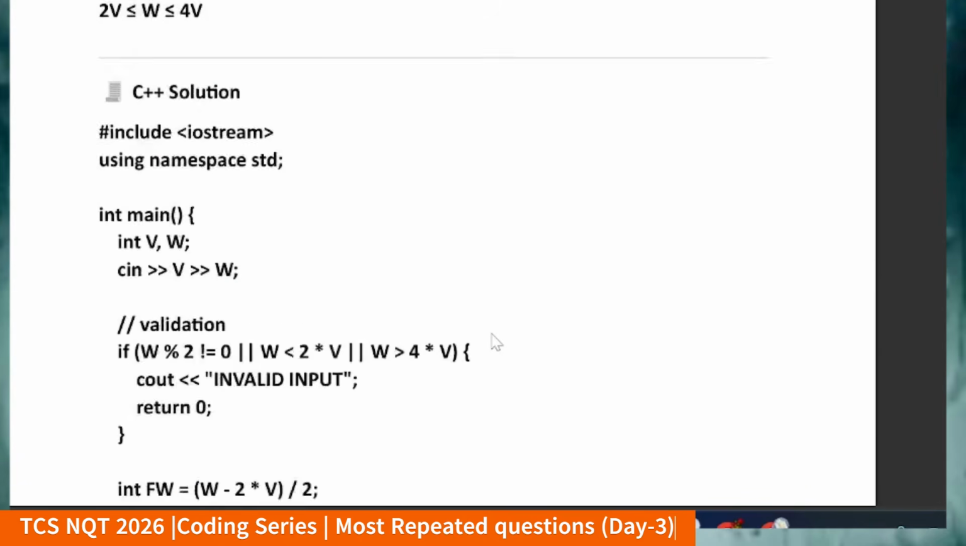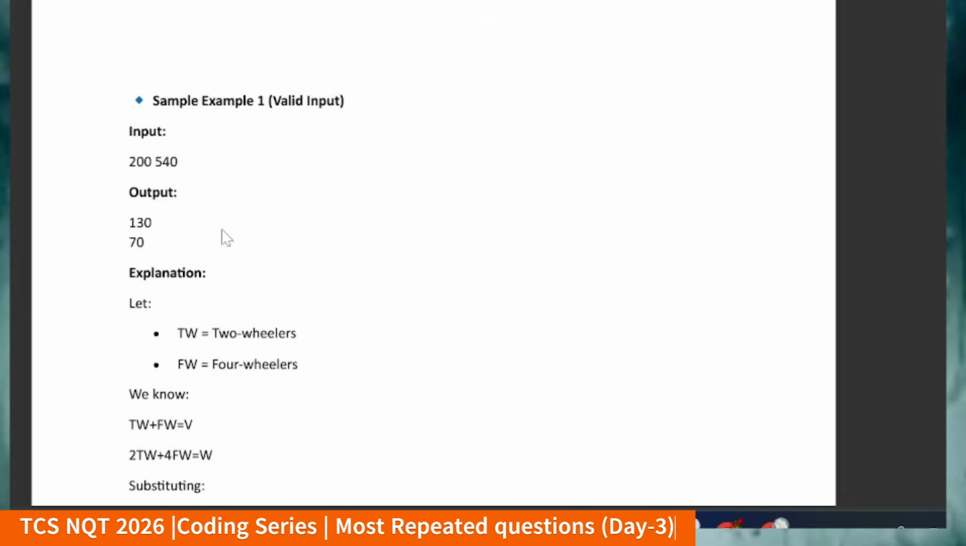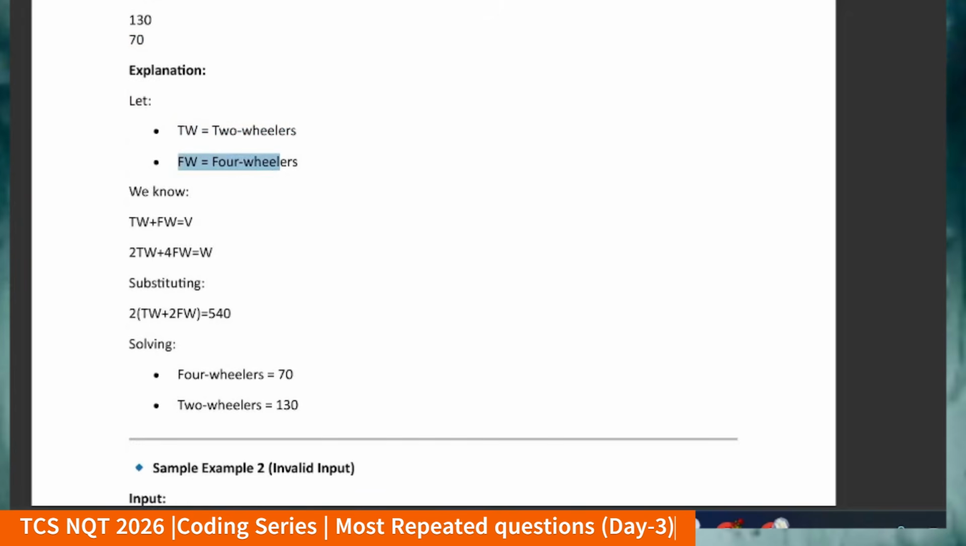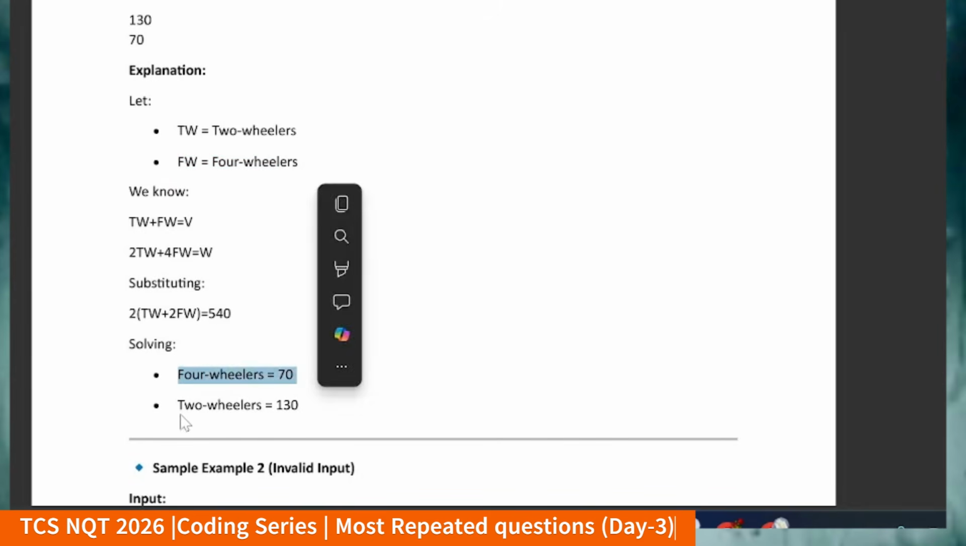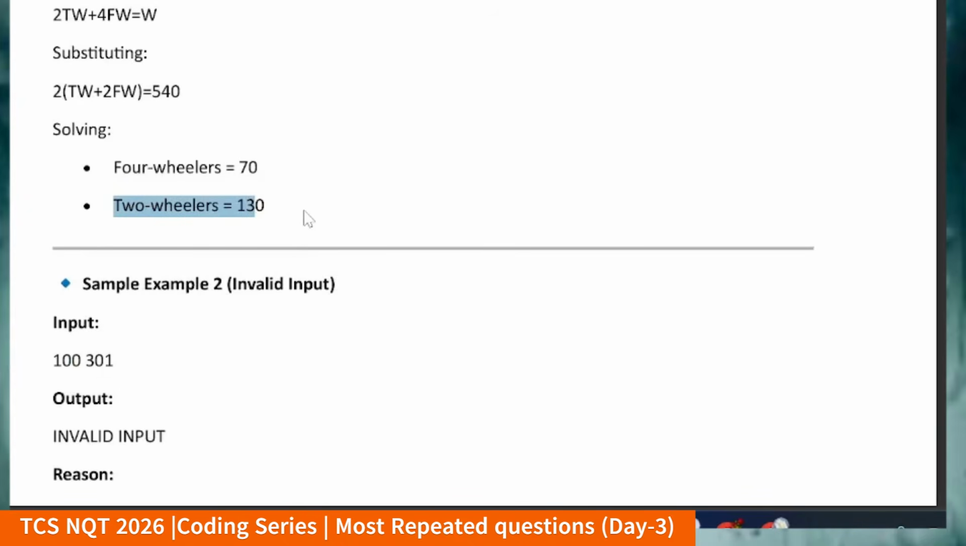So let me give the code and let me try these things. Coming to the sample input, you can go through it. Suppose the input is 200 and 540. If you put it into the solution, you will get output as 130 and 70. Why? Because TW is the two wheelers and FW the four wheelers. If you substitute and put the value in this equation, you will get four wheelers, FW equals 70, and two wheelers equal to 130. Let me zoom in more.